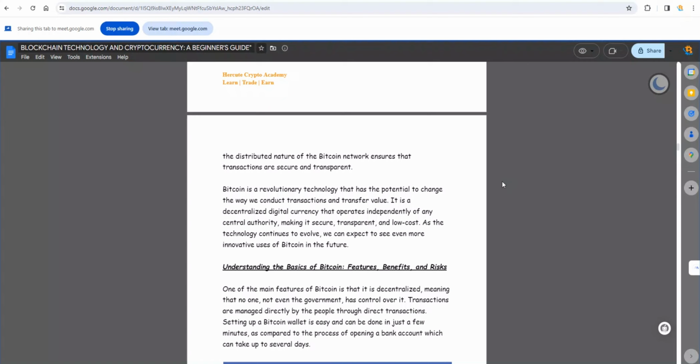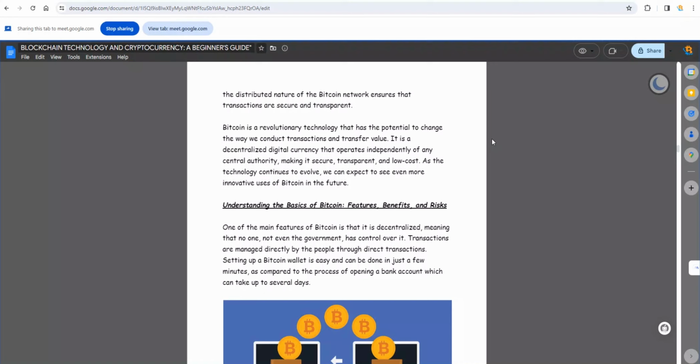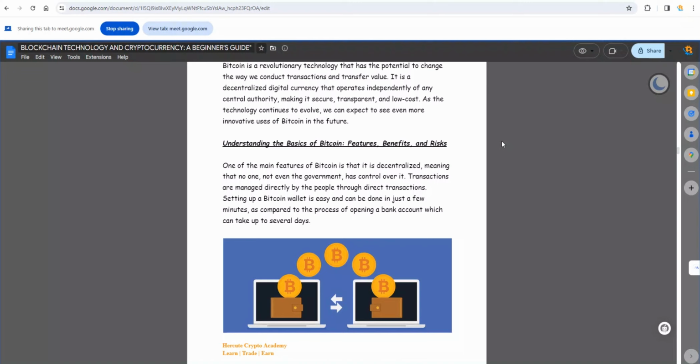Okay, now understanding the basics of Bitcoin, that is features, benefits, and the risks, because it has its own benefits, and of course it also has its own risk. Nothing comes without a risk, and no investment comes without a risk. I've always repeated that again and again, even with the previous students. Now, one of the main features of Bitcoin is that it is decentralized, meaning that no one, not even the government, has control over it. Transactions are managed directly by people through direct transaction.